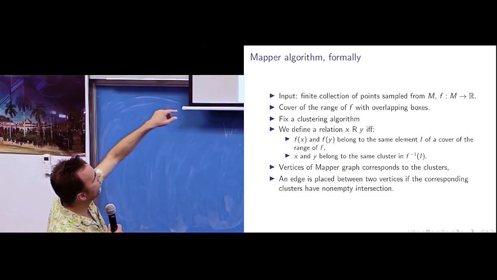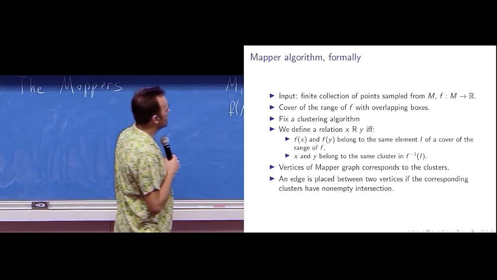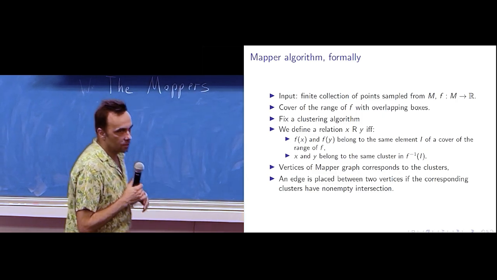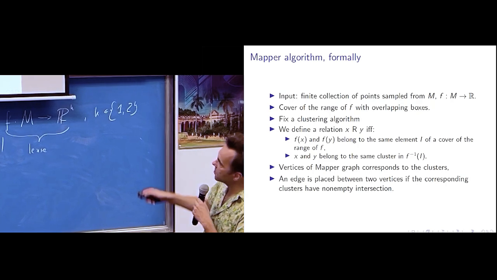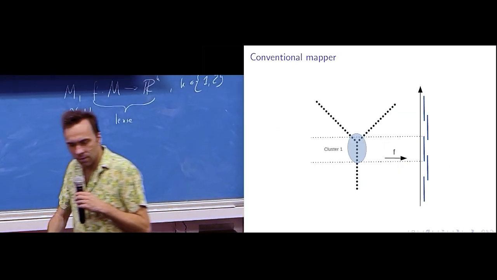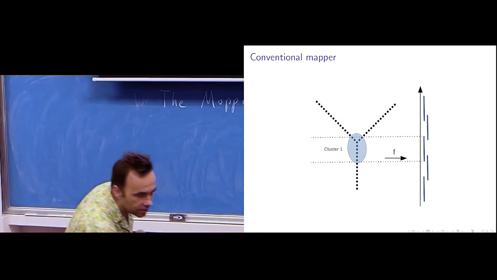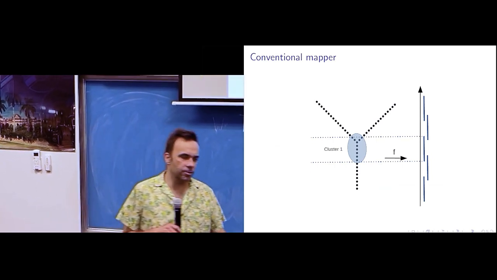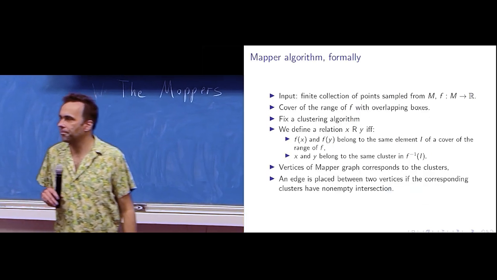So let's look at the parameters. We need to have the God-given lens function. We need to have the cover of f of M. The cover is typically given by two parameters if you look at the algorithms: the number of intervals and the percentage of overlap. And then we need to have a clustering algorithm with whatever parameters it comes with. It is pretty often the case that a clustering algorithm depends on some parameters, so there are also some parameters to be set over there.